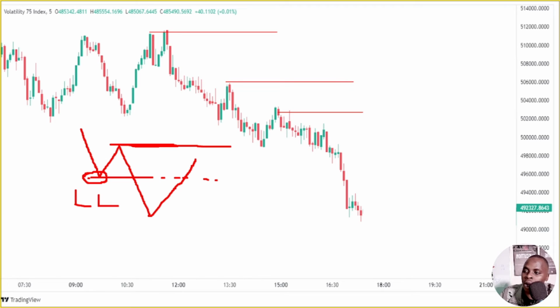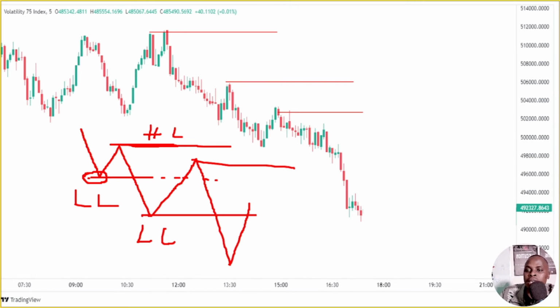So this is a lower low, this is a higher low, and then you want to wait for the market to break past this new lower low here to confirm the downtrend. And then if the pullback comes back again like this, you want to make sure that it doesn't break here. If it breaks here, it goes to the other side potentially.